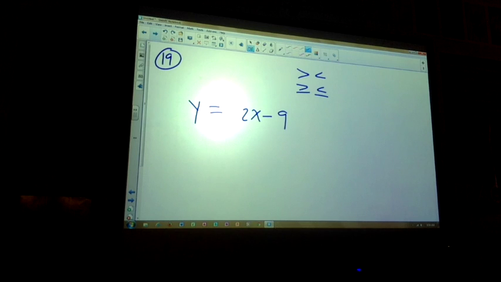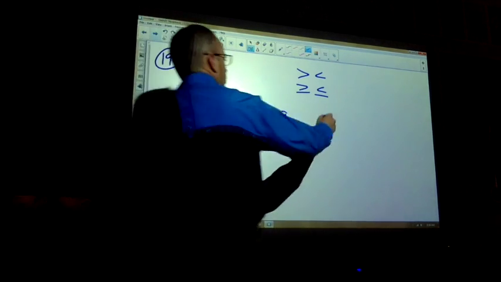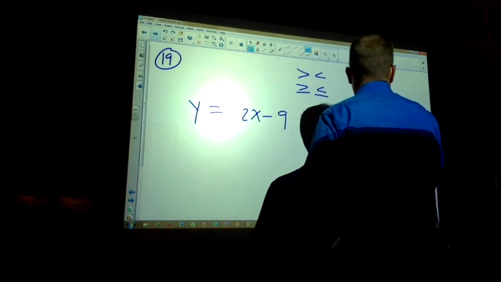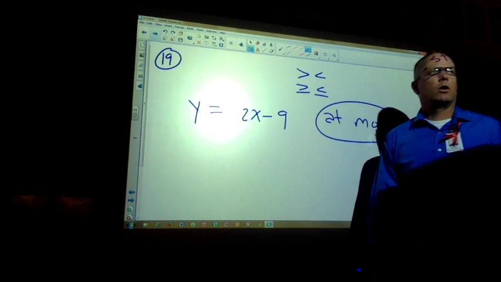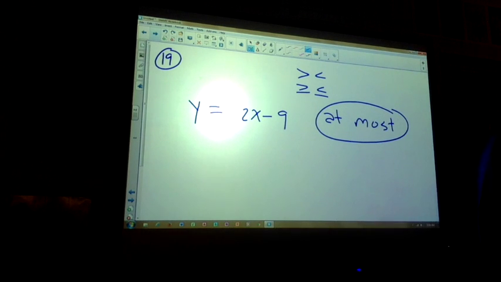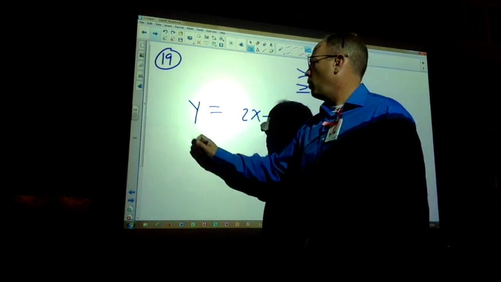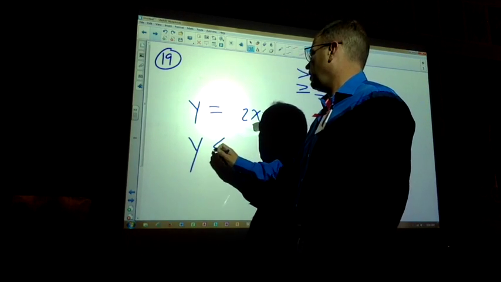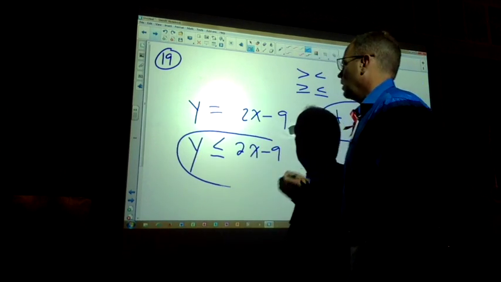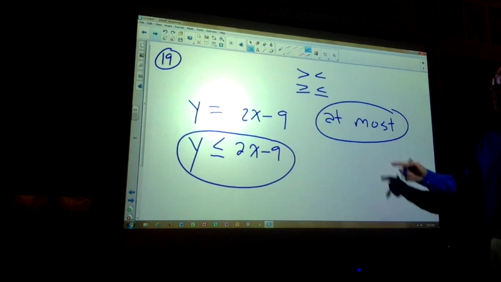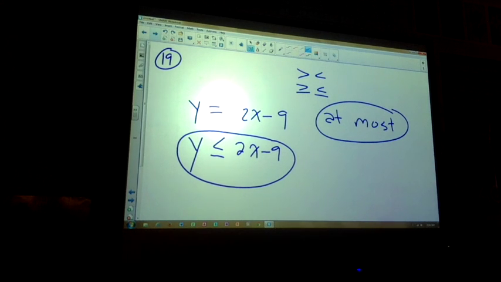So the reason I put an equal in there is it said is. And then we have at most. So you can't have any more than Y. So Y has to be less than or equal to 2x minus 9. I have at most a certain amount, so I can't have any more than Y.